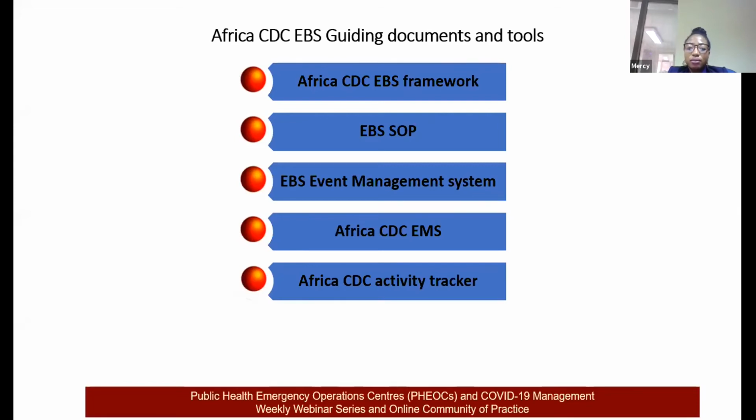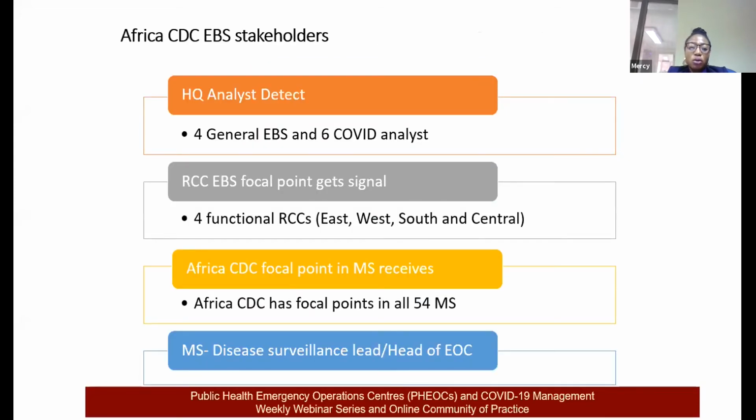So next slide. These are stakeholders that are involved in the conduct of event-based surveillance routinely. So we have analysts at the headquarters. We have 4 general analysts, and we have 6 COVID analysts that are specific just for the COVID-19 event. Then we also have 4 functional RCCs: the Eastern, the West, Southern, and Central. The Northern RCC is still work in progress, and hopefully we'll have it established.